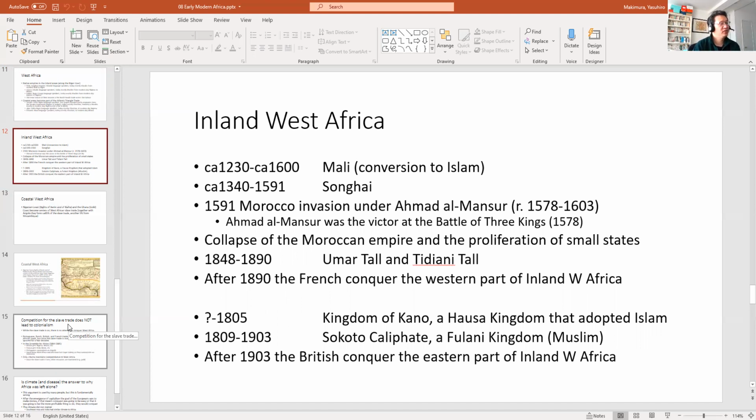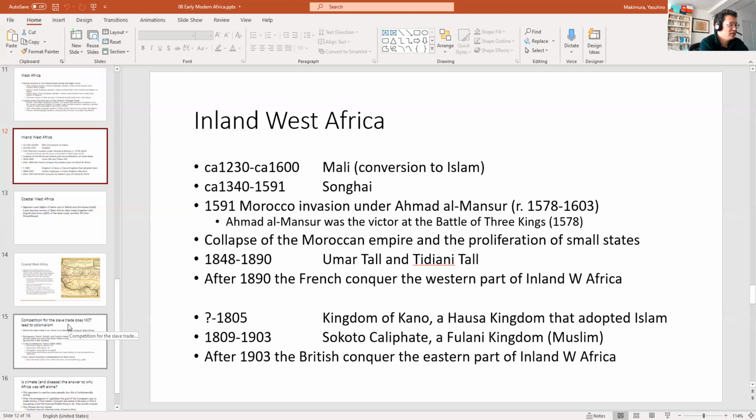All right. So after Ahmad al-Mansur dies, the Moroccan Empire basically begins to collapse. You don't have a unification, as I was talking about earlier. The last attempt at major unification was by Umar Tall and Tidiane Tall, but that fails because in 1890 the French conquered the western part of inland West Africa, and the local African attempt to restore unity and impose its will on its people and on the surrounding environment is cut short.